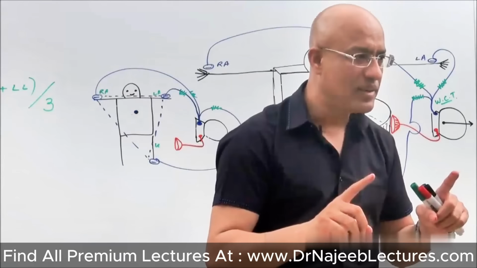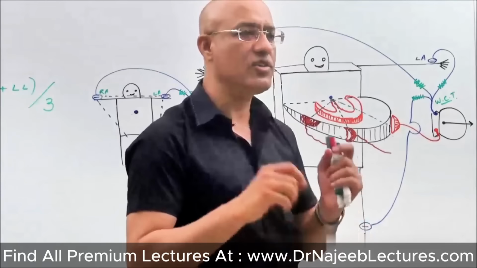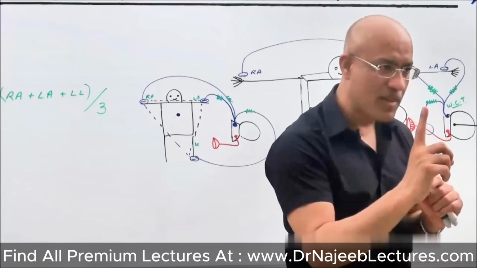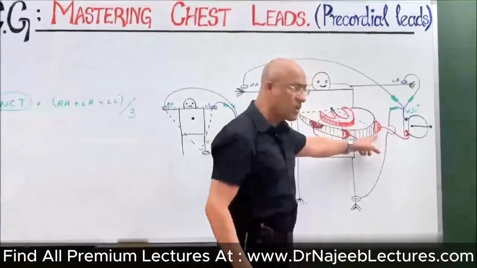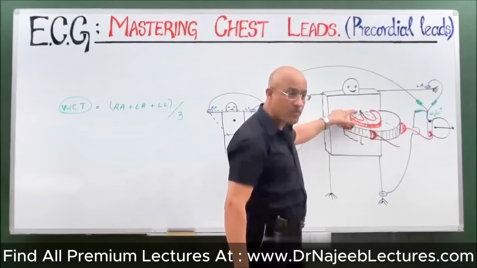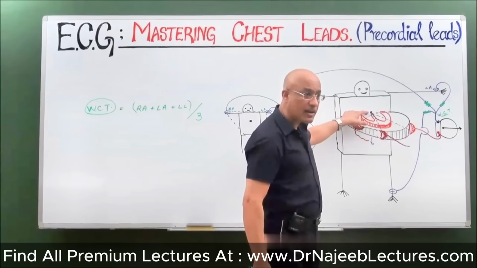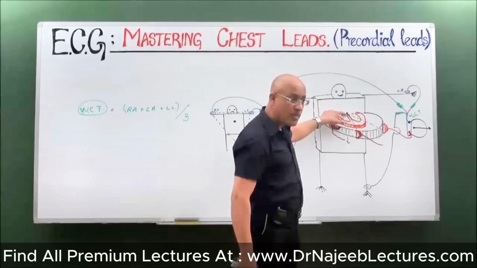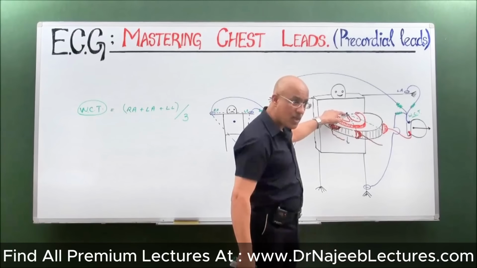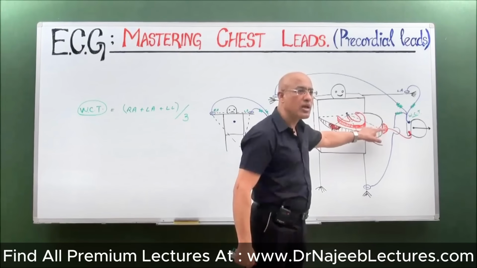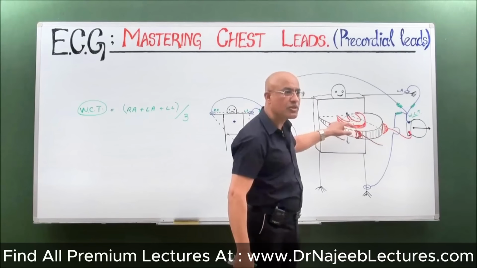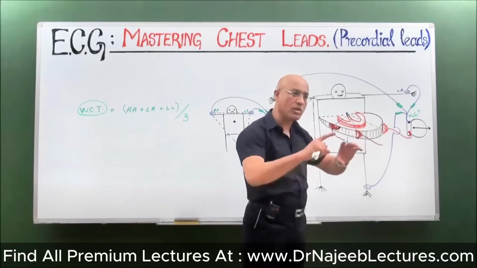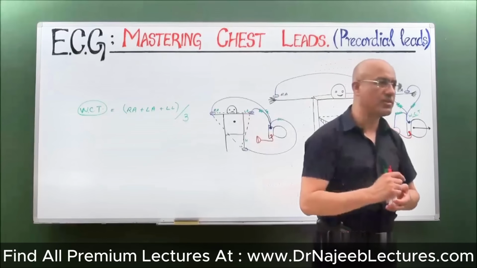Am I clear? So this is a classical chest lead. What is a classical chest lead? It's a unipolar lead having a positive electrode, the exploring electrode, and an indifferent electrode. The indifferent central electrode is the virtual electrode in the center of the heart, and the positive electrode you place at different positions of the chest to determine the electrical activity of the heart transmitted along the horizontal plane. Any question up to this?